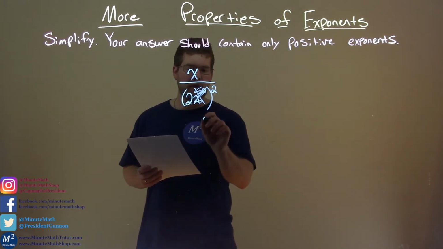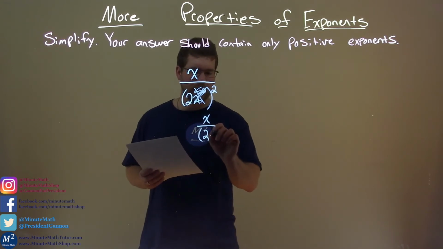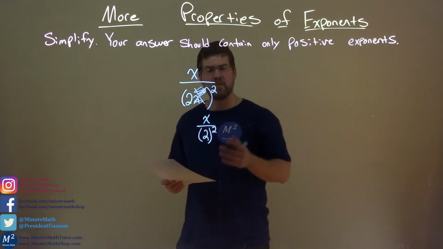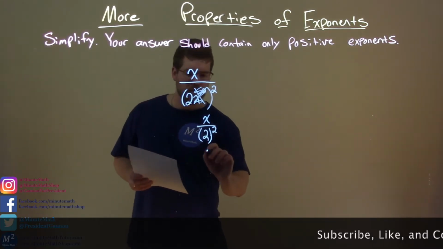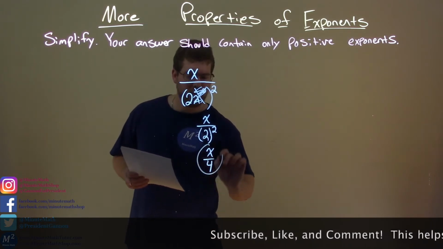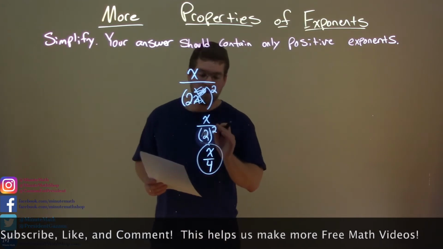So now we have x over 2 times 1, but we don't need to write that, but I guess we'll do it like that. Don't need it. To the second power. So we have x over 2 to the second power. Well, it's 2 squared. That's 4. So we have x over 4, and now we're actually done. This is a fairly easy problem. Our final answer is just x over 4.